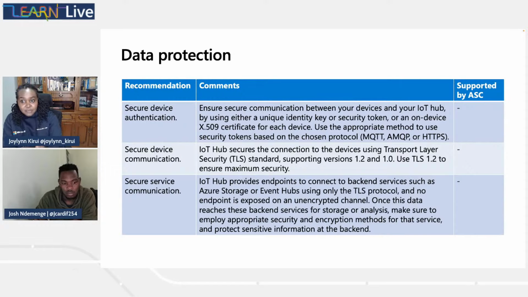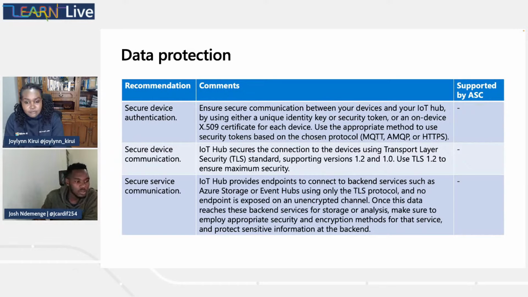We also have secure service communication. So IoT Hub provides the endpoints to connect to the backend services, as we mentioned earlier. So we have to make sure that no endpoint is exposed or there's no unencrypted channel. So even if you're doing your communication, you have to make sure that everything is end-to-end secure. So maybe Josh, you can show us how to do secure service communication.